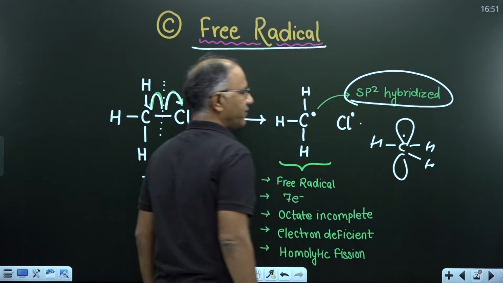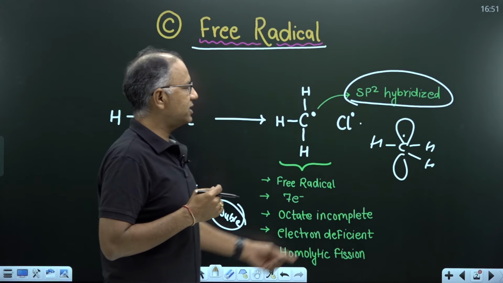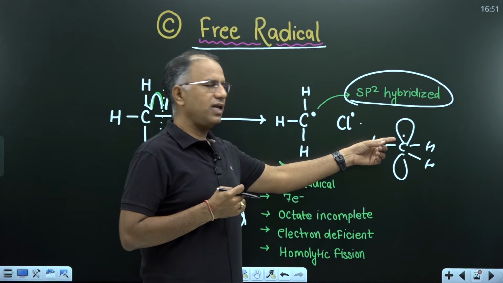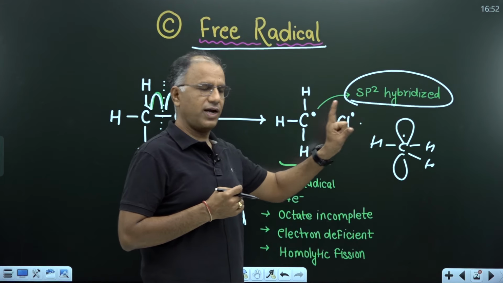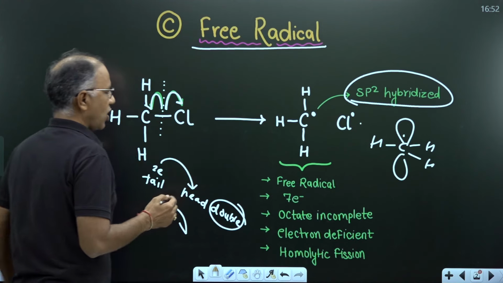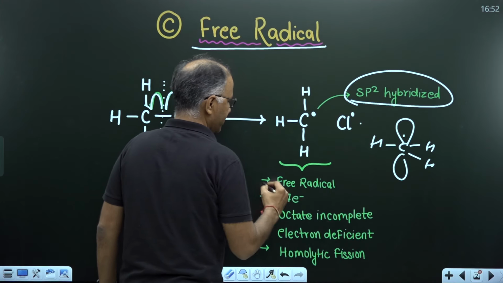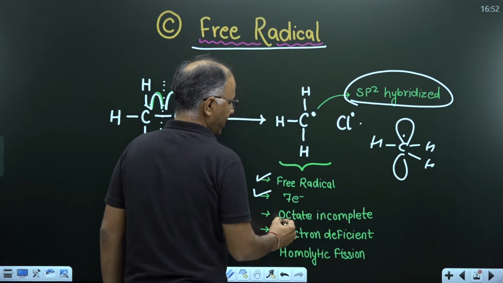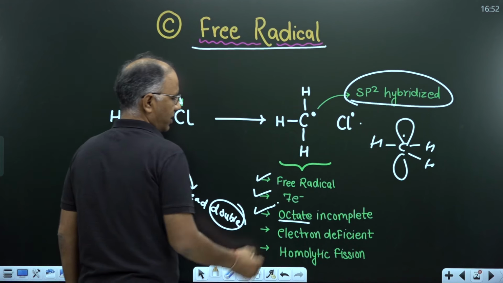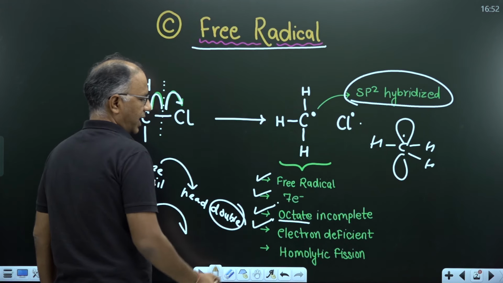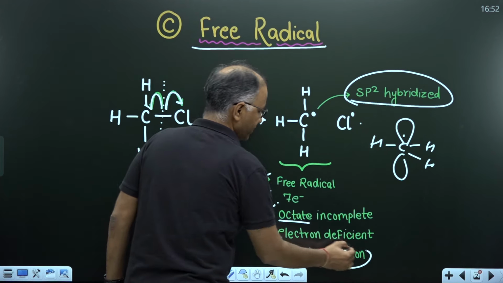So what is the difference between cation and free radical? In cation, this is a vacant orbital, and in free radical, this p orbital consists of 1 electron. Now how many electrons does carbon have? It has 7 electrons. The octet is incomplete because of 7 electrons. It is electron deficient and it is known as homolytic fission.